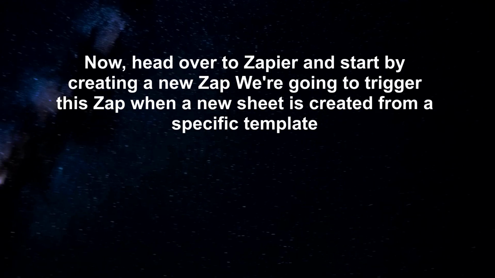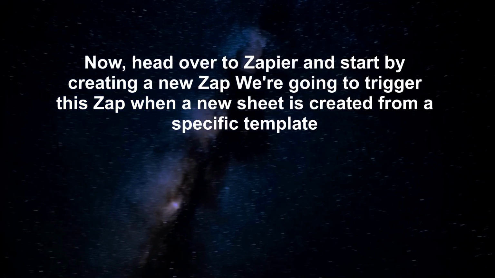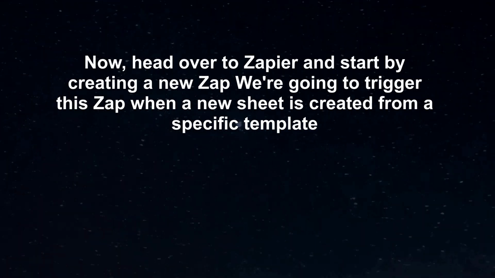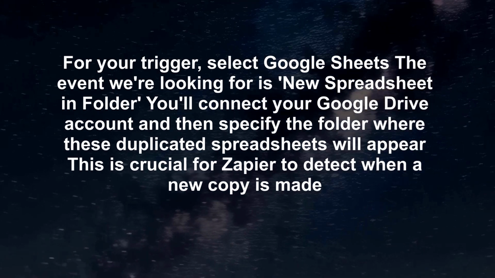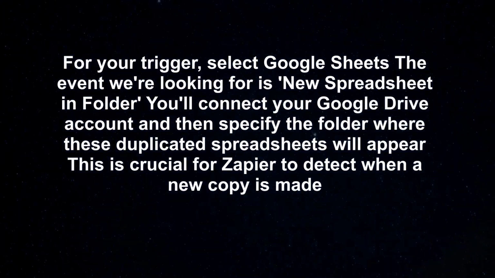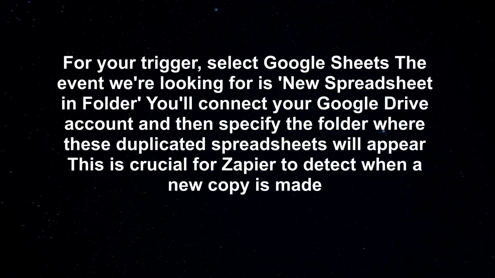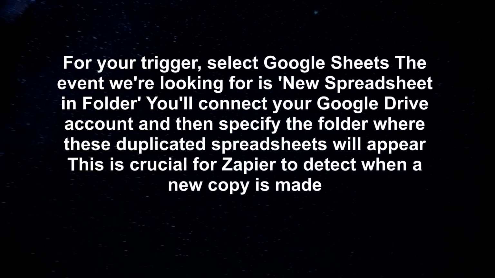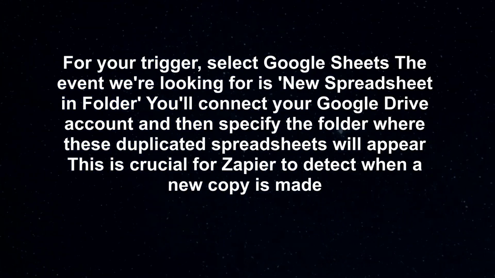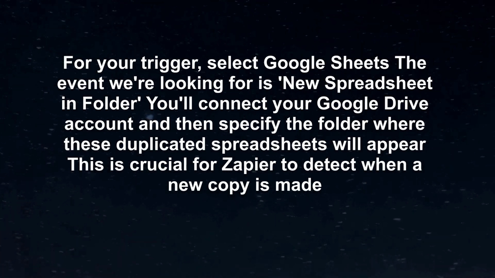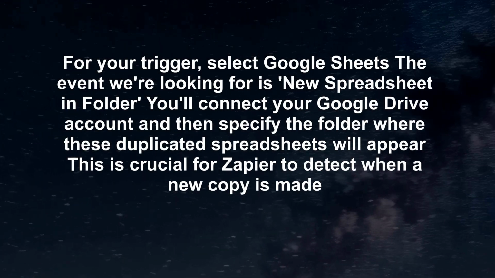Now, head over to Zapier and start by creating a new Zap. We're going to trigger this Zap when a new sheet is created from a specific template. For your trigger, select Google Sheets. The event we're looking for is New Spreadsheet in Folder. You'll connect your Google Drive account and then specify the folder where these duplicated spreadsheets will appear. This is crucial for Zapier to detect when a new copy is made.